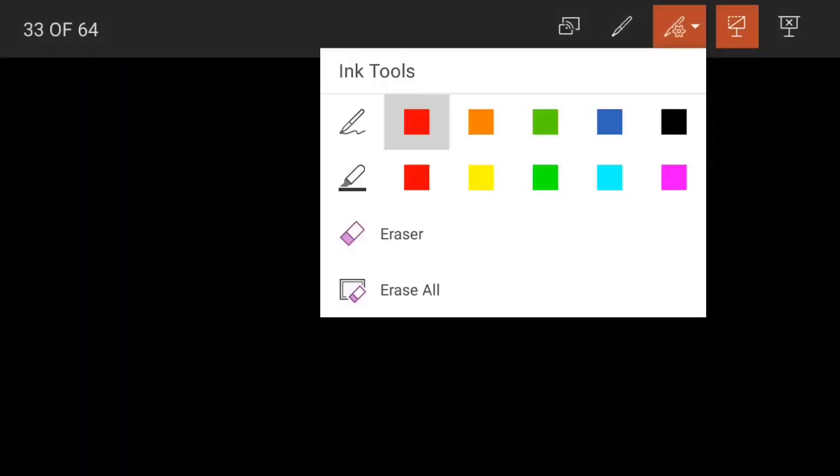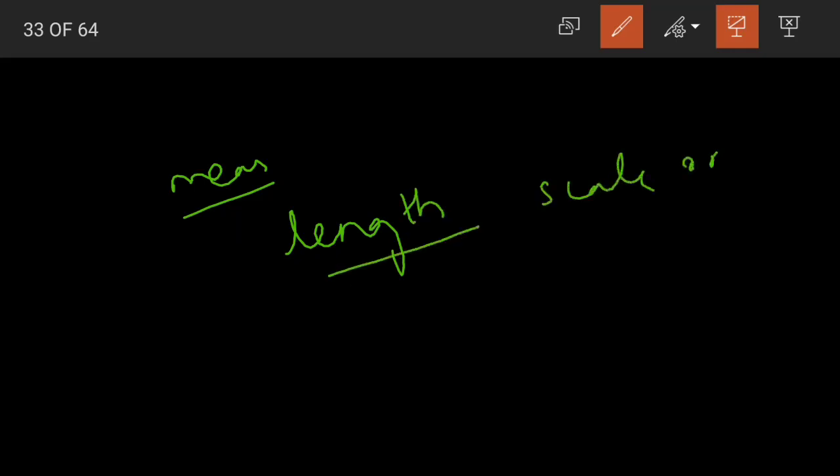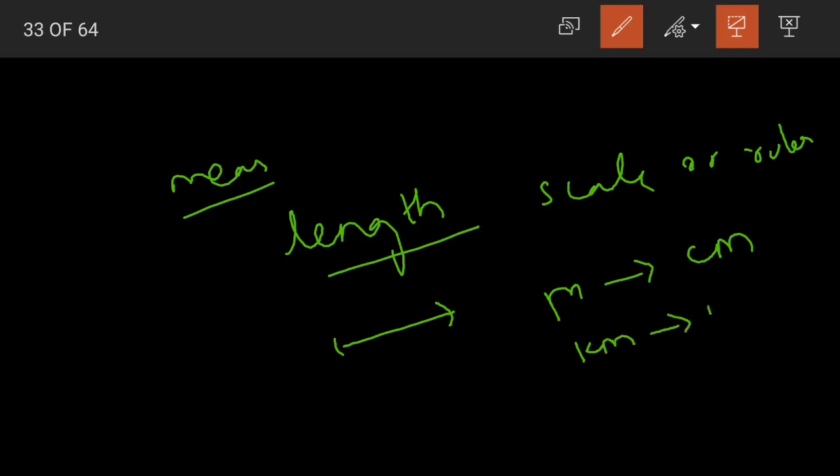So what did we learn in the previous classes? From the topic measurement, we've learned about length. How do we measure lengths using a scale or a ruler? And also we have learned how to measure the lengths of long distances and short distances. We've learned how to convert meters into centimeters and also how to convert kilometers into meters. All these came under the topic of measuring the length.